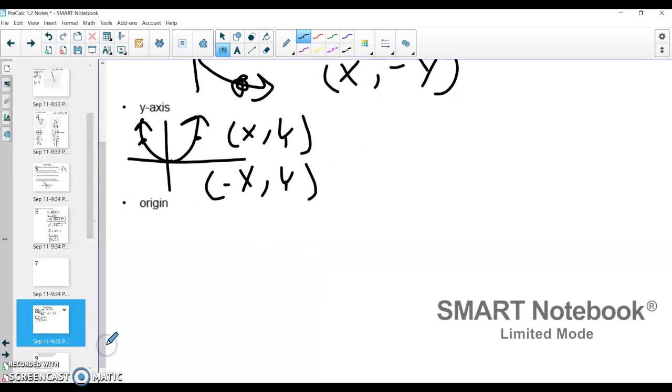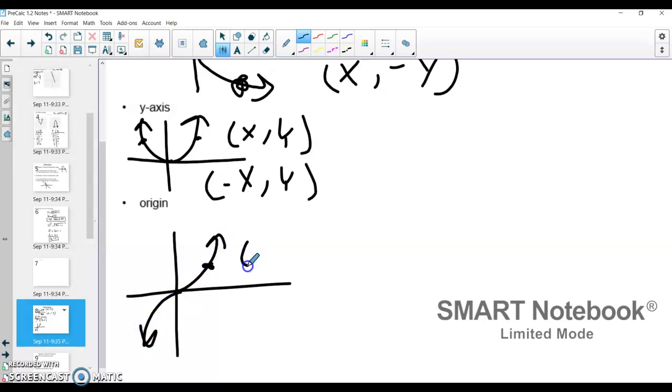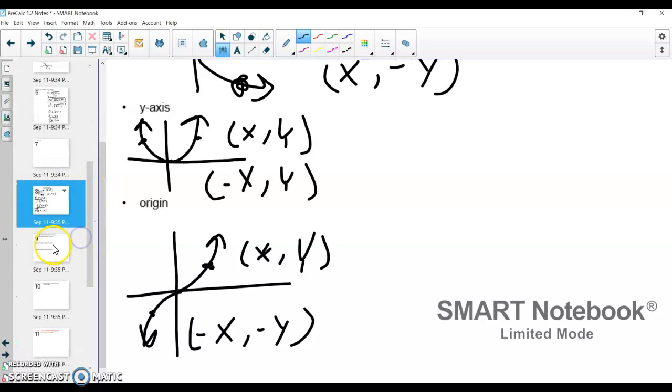And then origin symmetry looks something like this, where I could go up here and then down here. And that would be my x, y point because it's positive x, positive y. And you should get the same kind of equation if I were to plug in negative x and negative y. You'll see what I mean when I actually do examples of this, but that's how I'm going to describe symmetry when I need to define it.